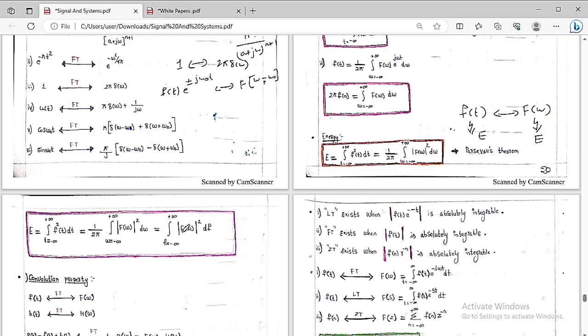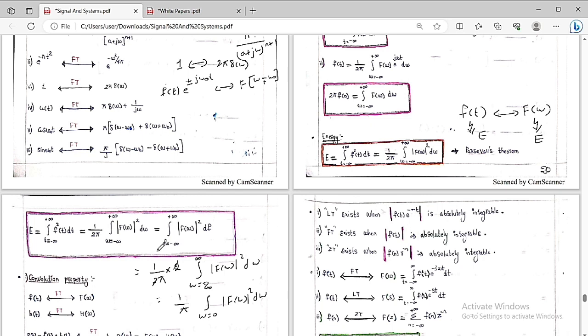So what you are going to get, I can write like this: 1 by 2 pi into 2 times the integration from omega equal to 0 to infinity of mod of f of omega whole square d omega. So the 2 cancels, and we get 1 by pi integration from omega equal to 0 to infinity of mod of f of omega whole square d omega.